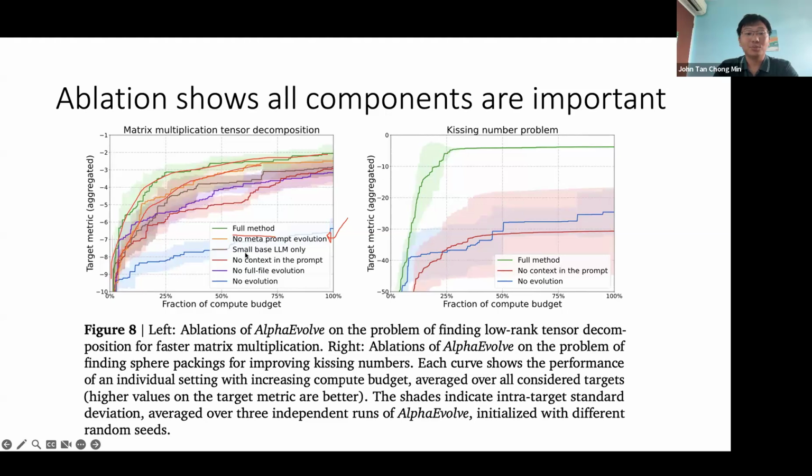Yep. So if you look at everything else, it's quite expected that if you have no context, no full file evolution, and so on, you get worse performance. Small base LM, same thing. So yep, basically AlphaEvolve, the components have already been well selected to evolve the code. And it's quite interesting why they use code, because LMs do code very well. So it's playing to the strengths of the LM.